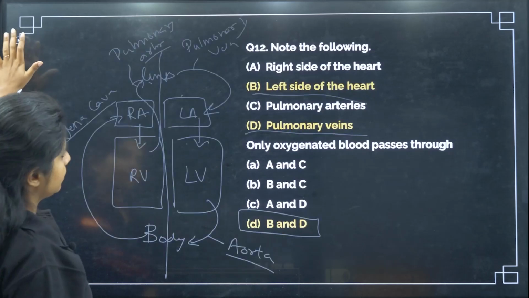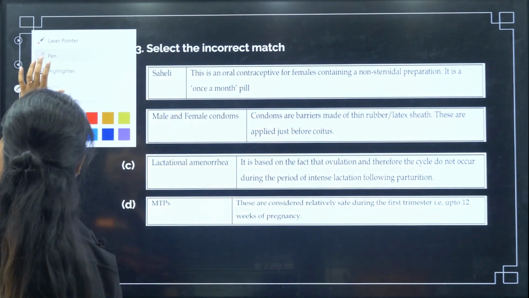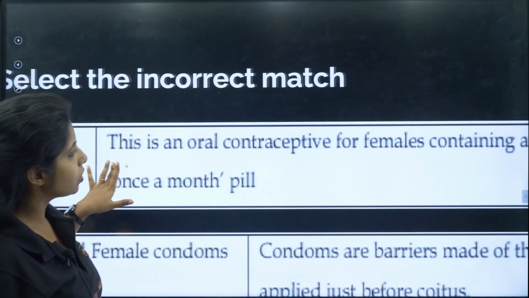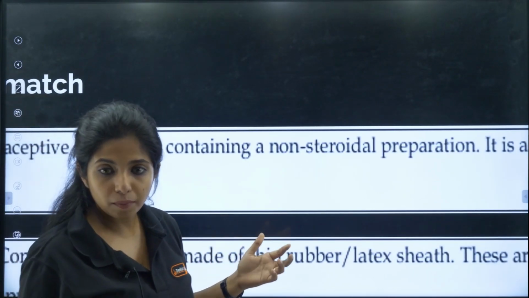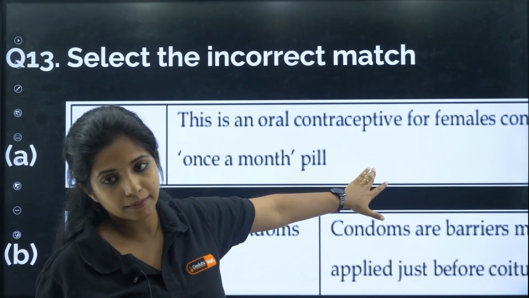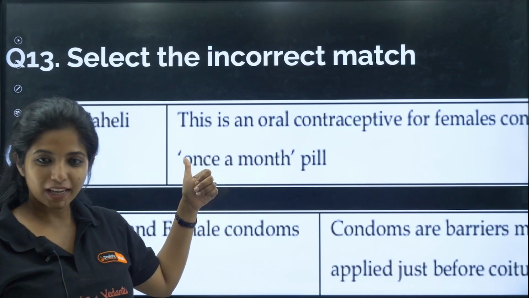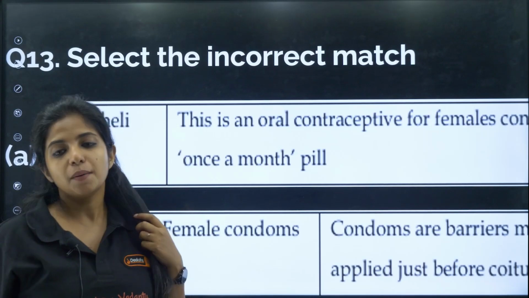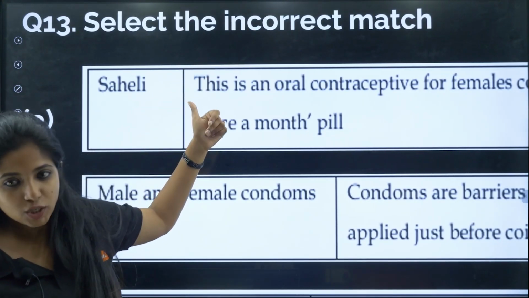Okay. Next, select the incorrect match. I hope you're not able to see it, I know that. So Saheli, let's read it together. This is an oral contraceptive for female containing a non-steroidal preparation. That means it does not contain hormonal preparation, it is non-steroidal, yes. Okay, it is once a month pill. Until there it was fine, but once a month, wrong, it is once a week pill. So Saheli is really good, it does not have any other problems because it is non-steroidal, always remember that, but it is once a week pill, not once a month pill. So this is the incorrect match that we have over here.